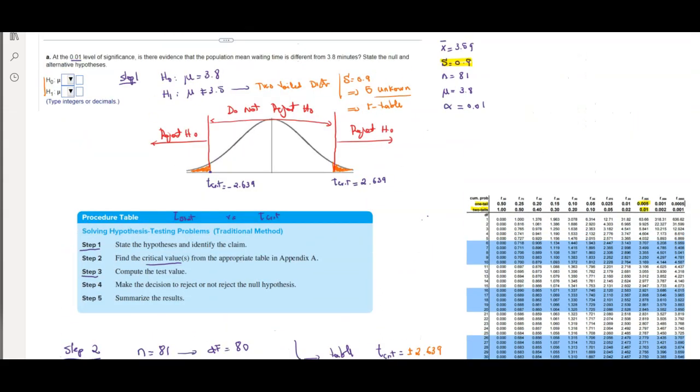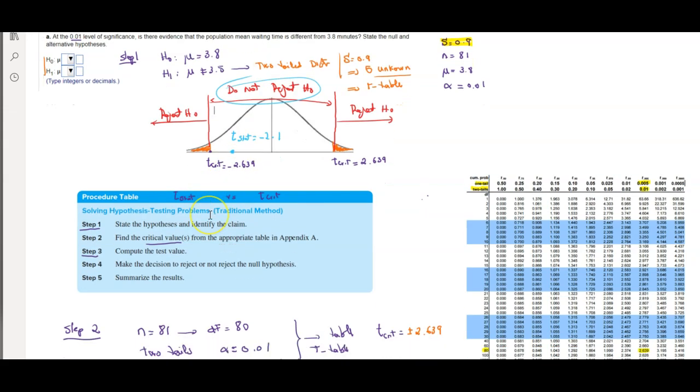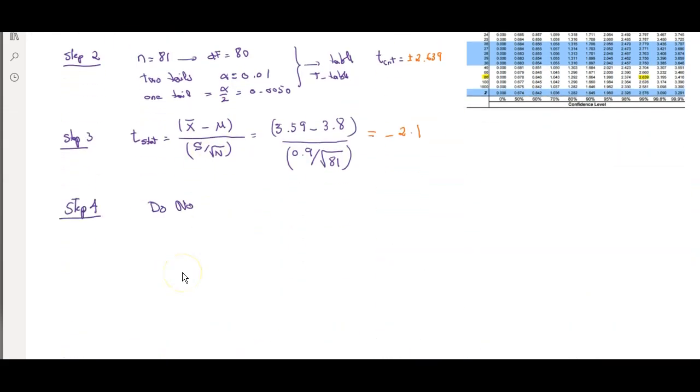So we notice here that the t stat is going to be minus 2.1, and that's going to be smaller than minus 2.639, which is within the do not reject zone, right? So that's going to be our decision. Do not reject H0. Step 5.